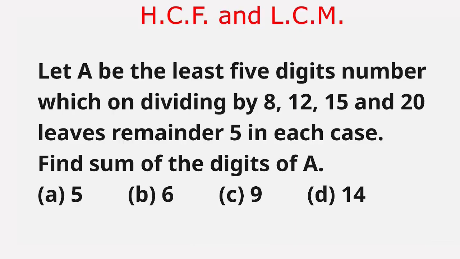Our question is, let A be the least 5-digit number which on dividing by 8, 12, 15 and 20 leaves remainder 5 in each case. Find the sum of the digits of A. The given options are option A 5, option B 6, option C 9, option D 14.